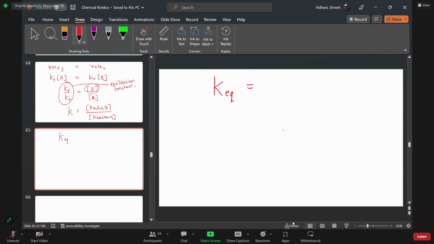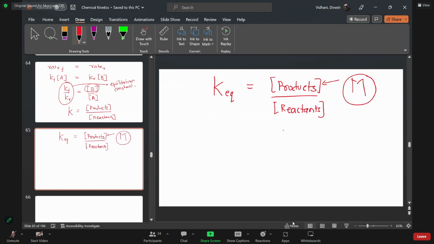The same thing, given by concentration of products divided by concentration of reactants. Now, when you look at those square brackets, they represent the concentration in terms of molar concentration. It is very important to identify that. So whenever you are expressing the concentration in terms of molar, your KEQ can be written as Kc. That's given by the products divided by reactants.